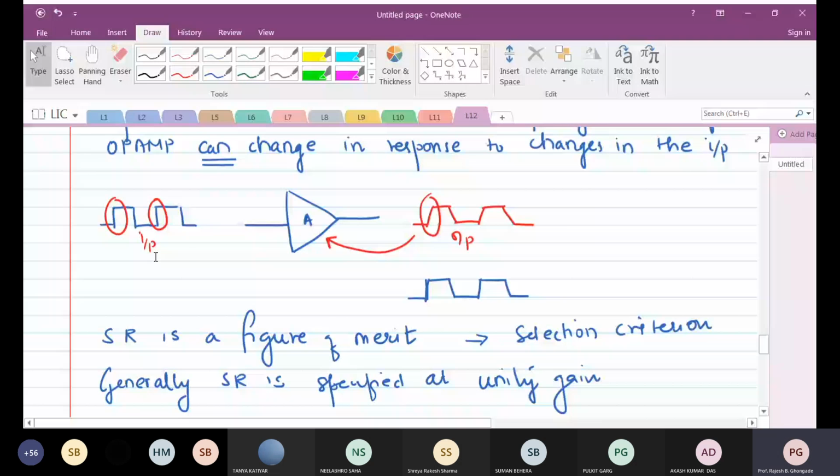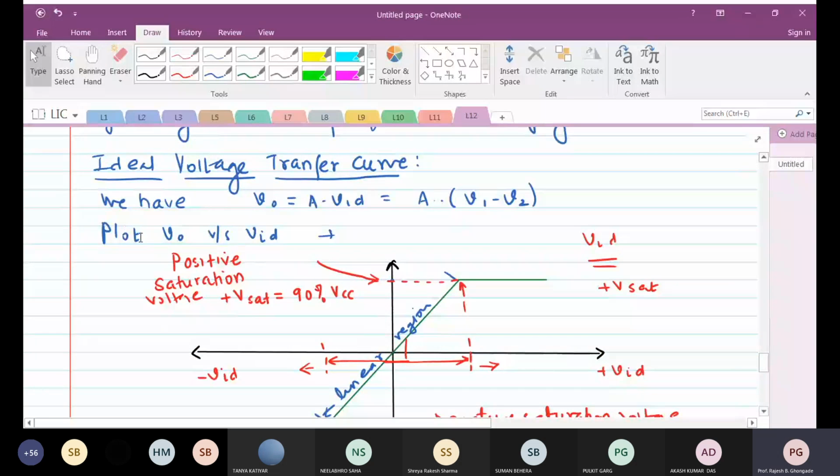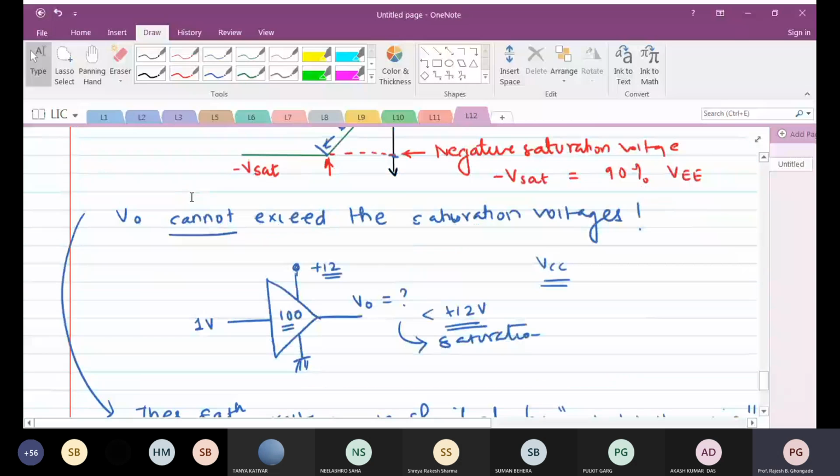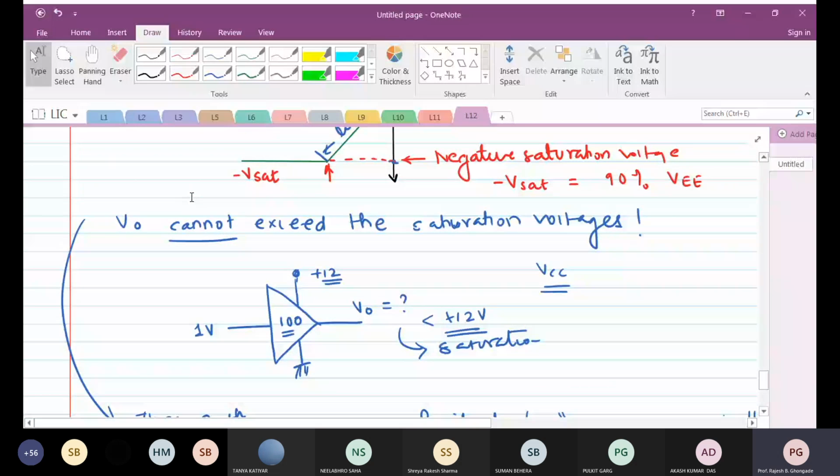It can reproduce the output. Finally, we saw the ideal voltage transfer curve and came to know of the different things like the linear region and the positive and the negative saturation voltages. Please remember that plus and minus Vsat are equal to 90% of VCC or VEE respectively.